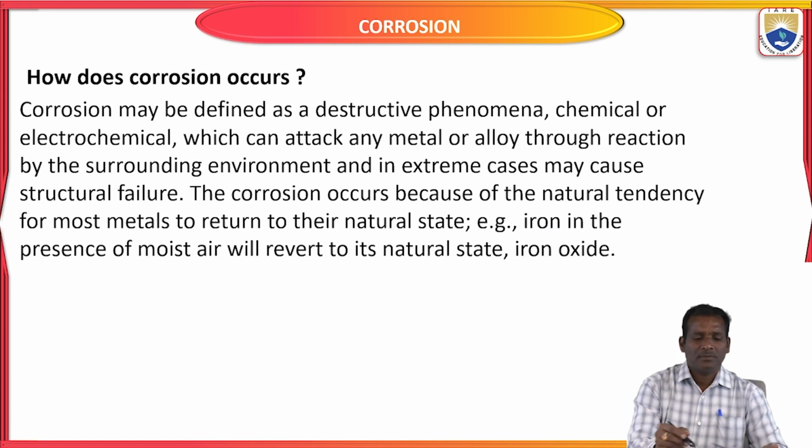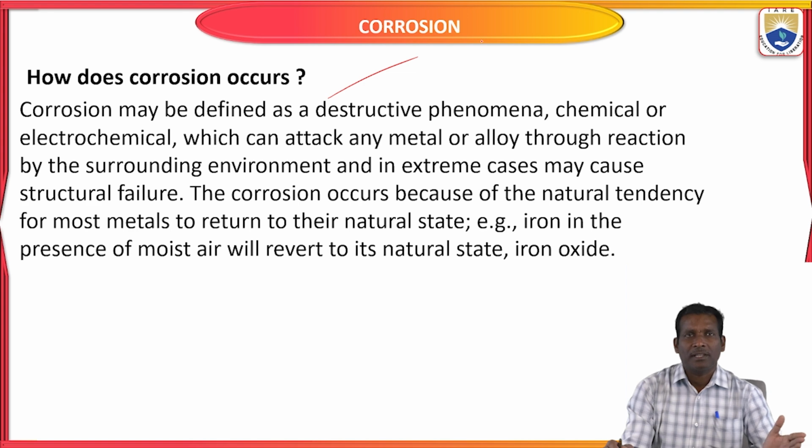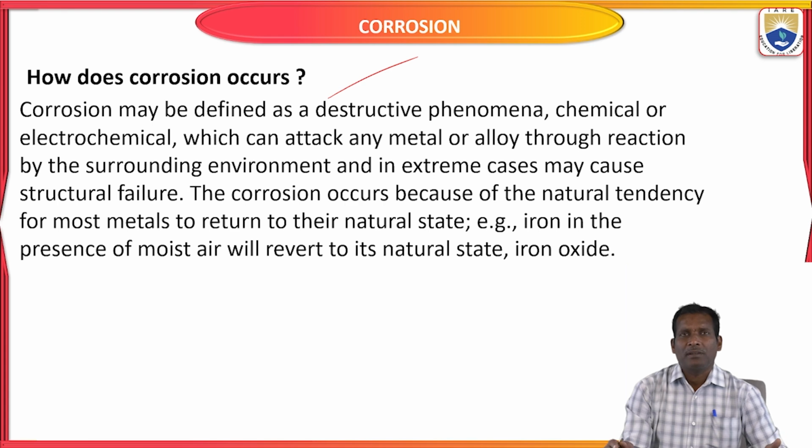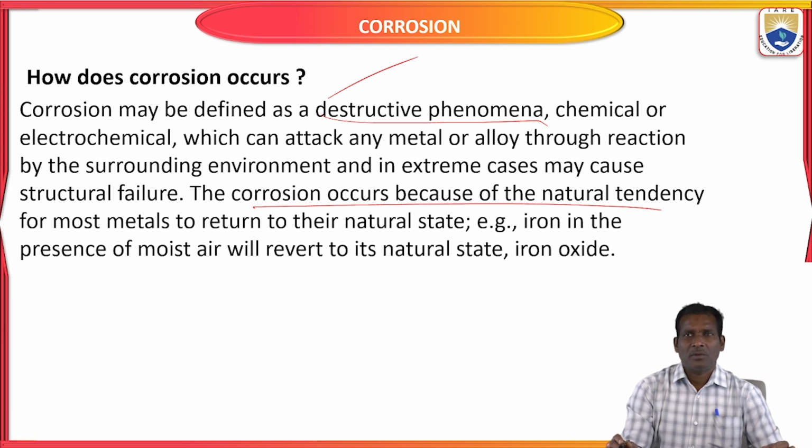So how does corrosion occur? We already studied this in the first slide. Corrosion may be defined as a destructive phenomenon, chemical or electrochemical, which can attack any metal or alloy through reaction with the surrounding environment and in extreme cases may cause structural failure. Corrosion occurs because of the natural tendency for most metals to return to their natural state. For example, iron in the presence of moist air will revert to its natural state, iron oxide.